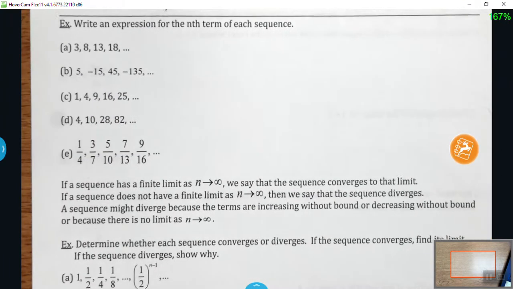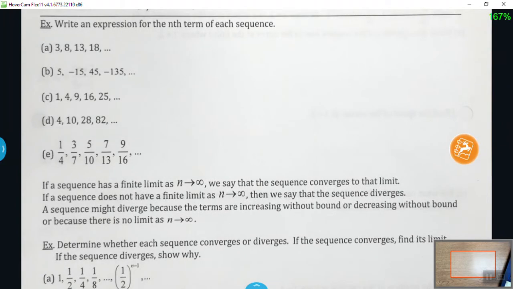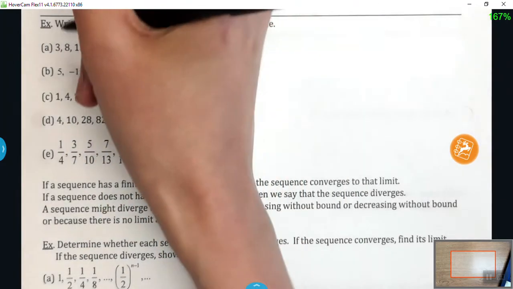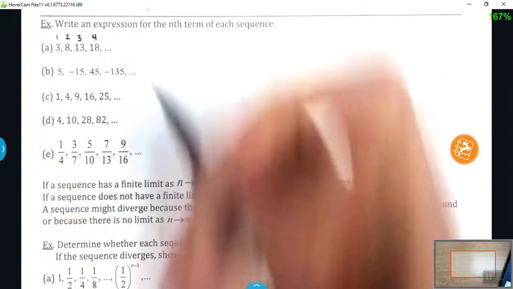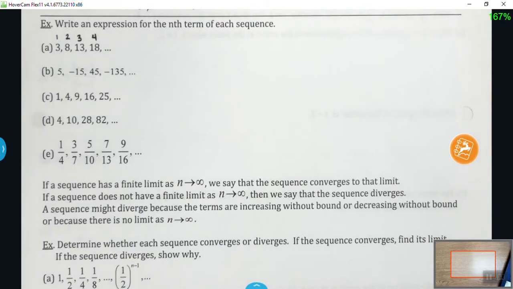Let's go to writing an expression for the nth term of each sequence. So somehow I need to get from 1 to 3, 2 to 8, 3 to 13, and 4 to 18. Then 23. 3 plus 5 plus 5. What do you mean plus 5? 3 plus 5 and minus 2. Yeah, that's right. 5n minus 1, no, 5n minus 2. Why is it that?